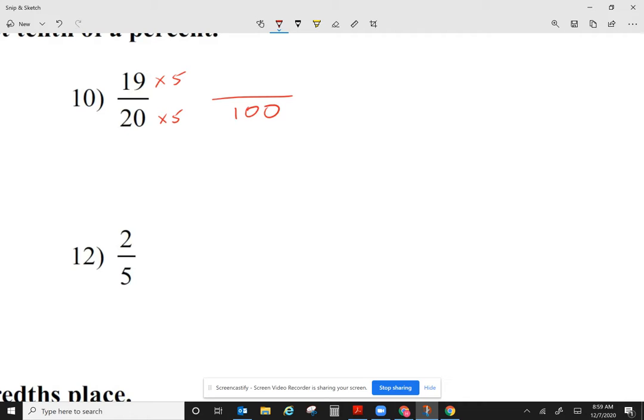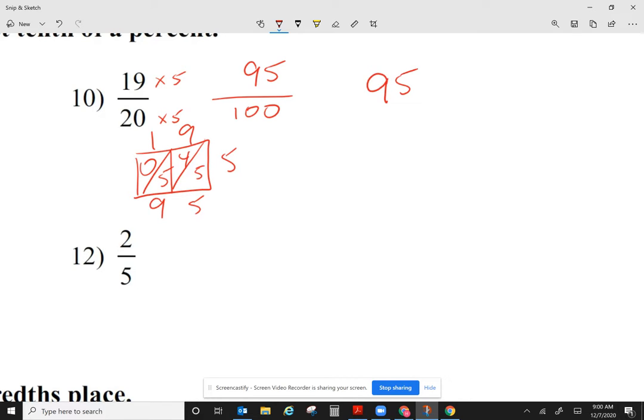I want the number at the bottom to be 1 and zeros, either 10, 100, 1000, 10,000, as long as it's 1 with zeros. Now the top, 19 times 5. Let me multiply it. 5 times 1 is 5. 9 times 5 is 45. When I add my rows, I get 95. So 19 times 5 is 95. Like I said, I wrote my denominator, the number at the bottom, as 1 and zeros. My decimal answer will have a 95 in it, the number on the top.